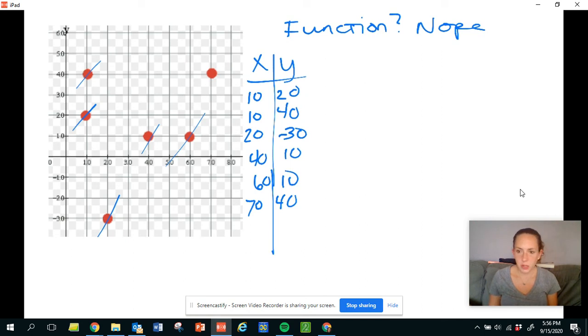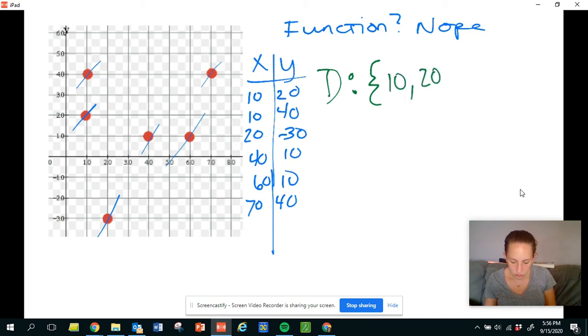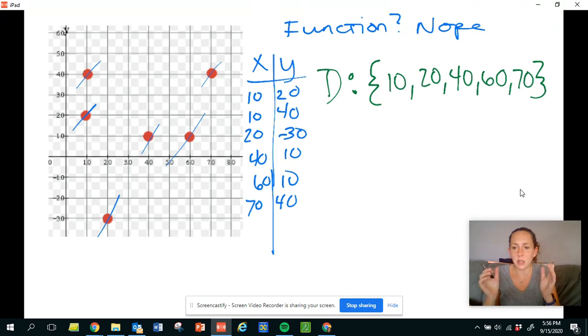So I'm just going to list all my x and y's, but here's the thing. You don't want to repeat yourself, and you want to go from least to greatest. Because I did my points from left to right, my x's are already from least to greatest. I just don't need to write the 10 twice. So when I make a list, I'm going to use something called braces. It's like those fancy squiggly parentheses. And then I'm literally just going to list my x's: 10, 20, 40, 60, and 70. I'm going to close them with braces. The braces let me know that this is a set of specific numbers.